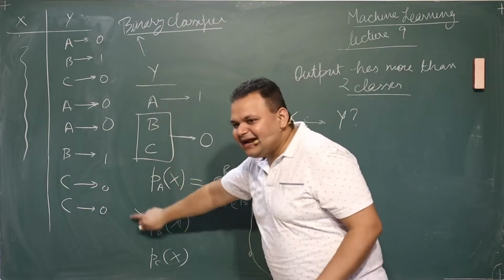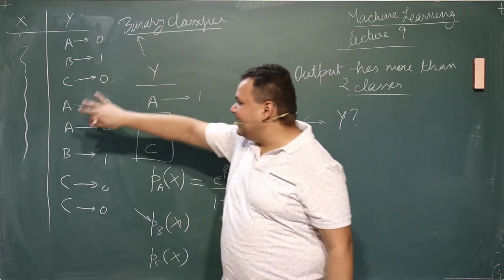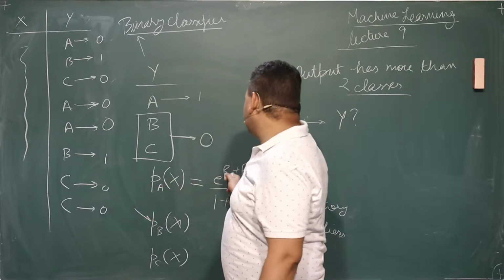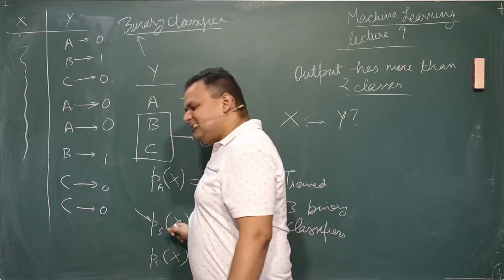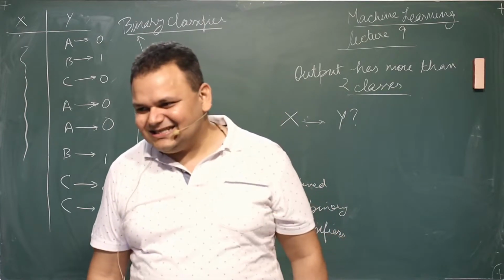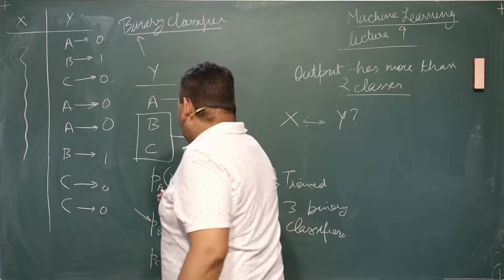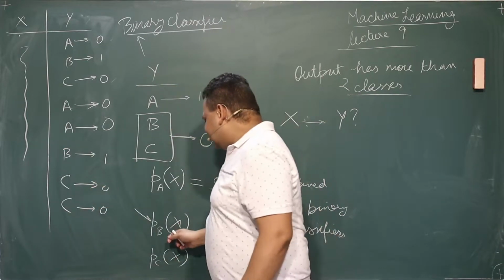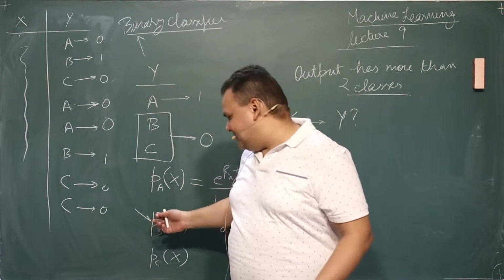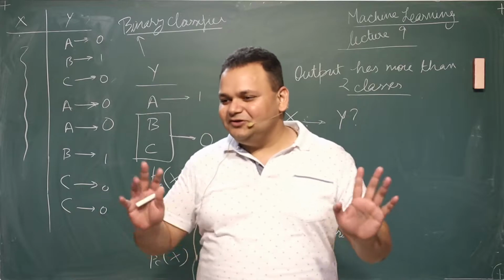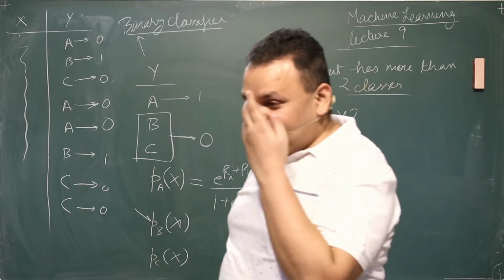Once I have trained these 3 classifiers, based on my training data, I have found out PA as a function of x, PB as a function of x, and PC as a function of x. So what are these? Given x, I can find out the probability of something being A, the probability of something being B, and the probability of something being C. I know these. So Asha, what are we going to do next?